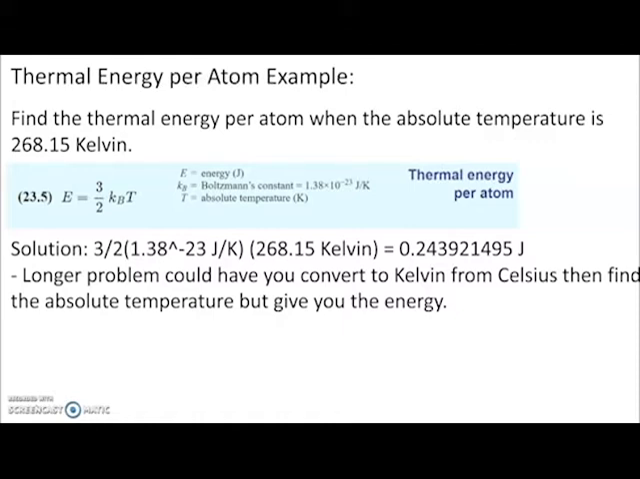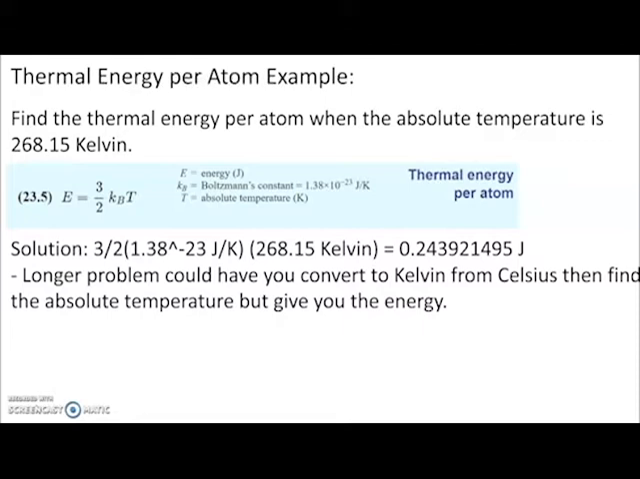This equation says that energy is equal to 3/2 times Boltzmann's constant, which is 1.38 times 10 to the negative 23rd joules per Kelvin, times the absolute temperature in Kelvin. Kelvin is also used in different gas laws, such as Boyle's law and Charles's law, so that also is used in this equation. And the solution is to plug the absolute temperature into the equation.